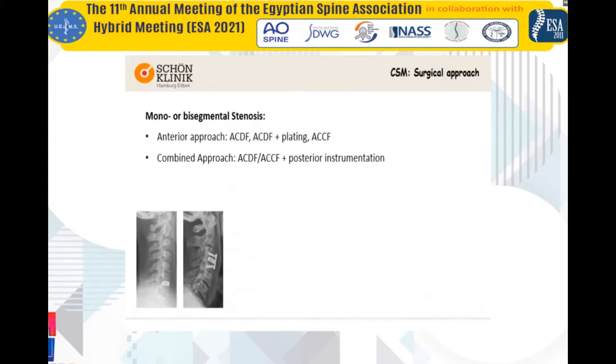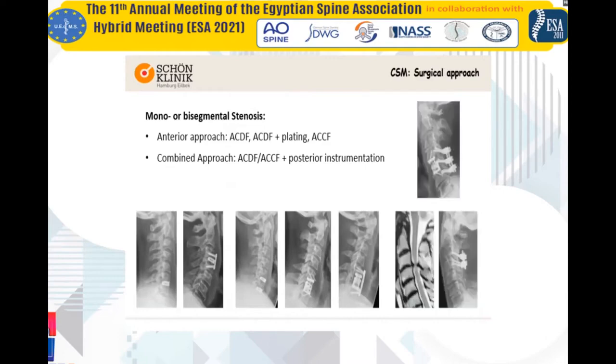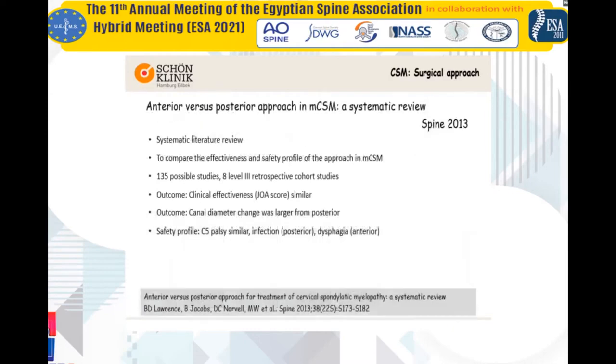From the surgical approach, if we have mono or bisegmental stenosis, our favorite approach is from anterior. In monosegmental cases, you can choose an ACDF with or without plating. In bisegmental cases, you can either go for bisegmental ACDF or you can perform a corpectomy with or without plating. And in selected cases, like in this pincer stenosis, it may be helpful if you perform surgery from anterior and posterior with decompression and instrumentation.